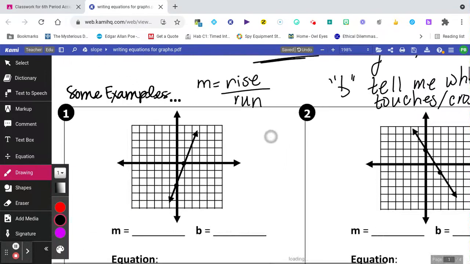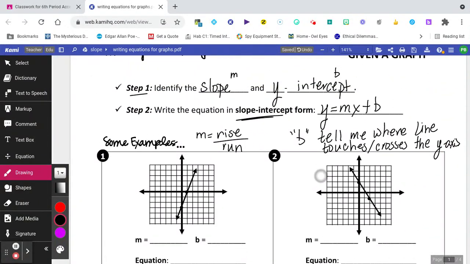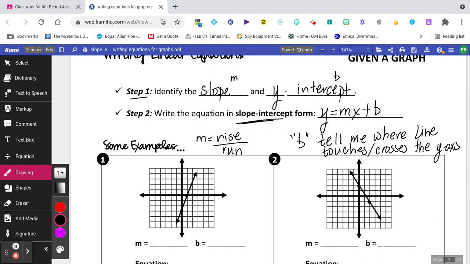So let's go ahead and look at number 1. But make sure that you're pausing the video and taking notes as needed, okay? So I'm going to put a copy of these notes also on the Google Classroom page, so you can pause the video and go back and work it on Kami if you would like, okay?